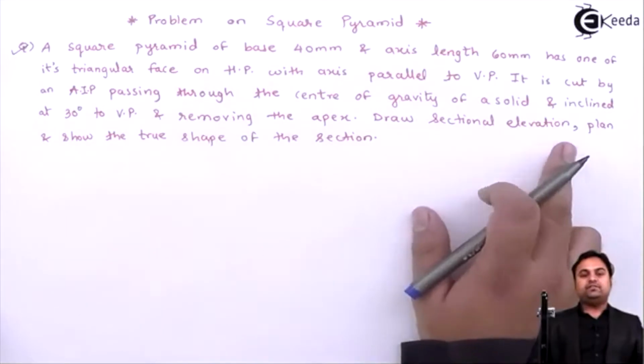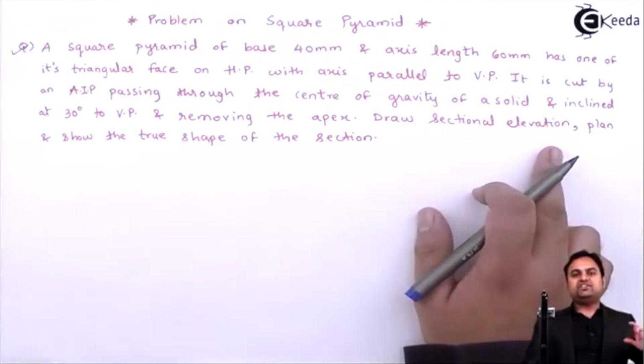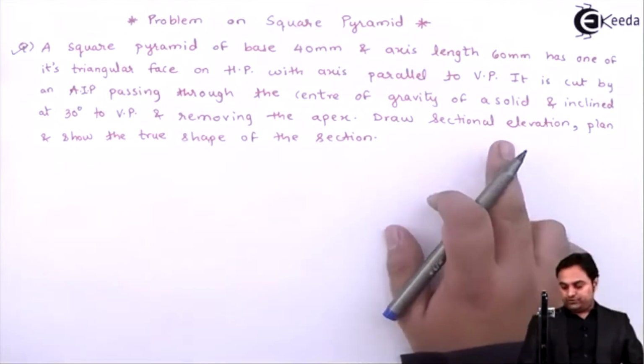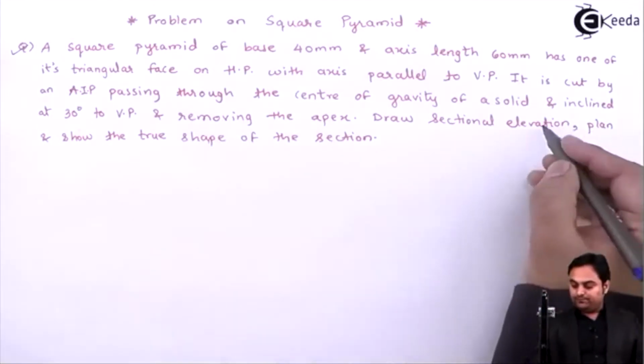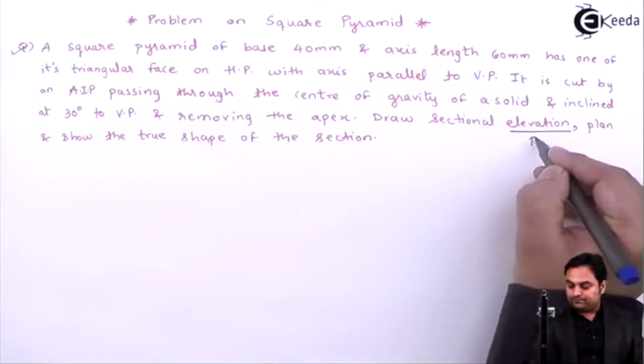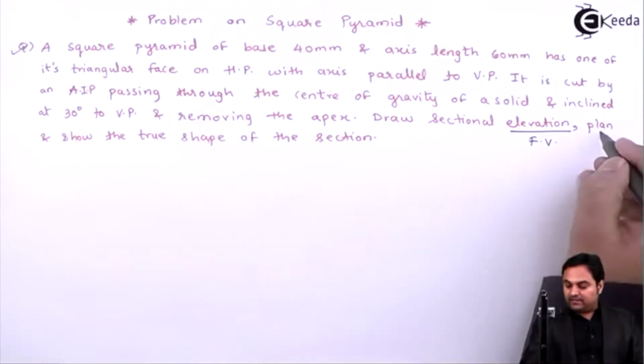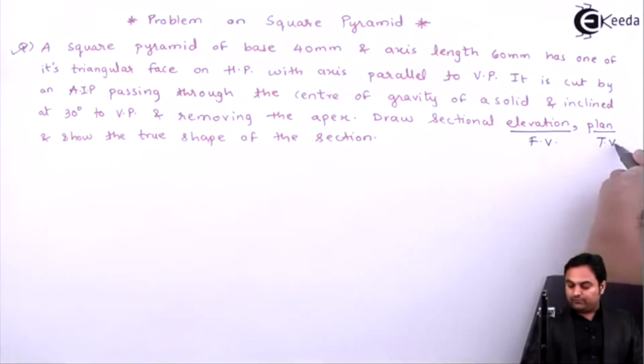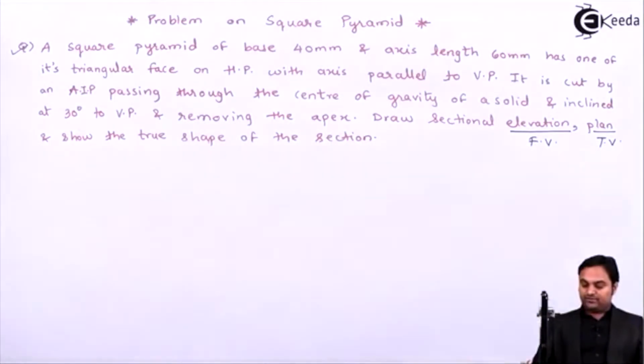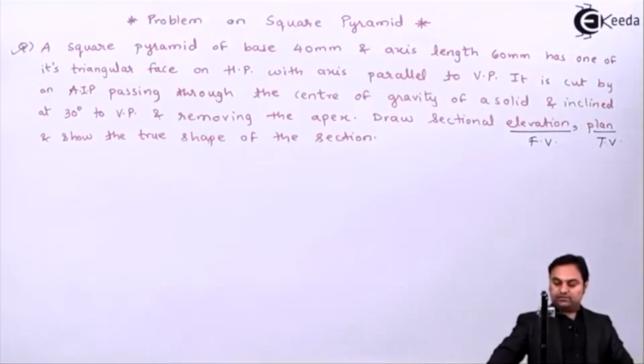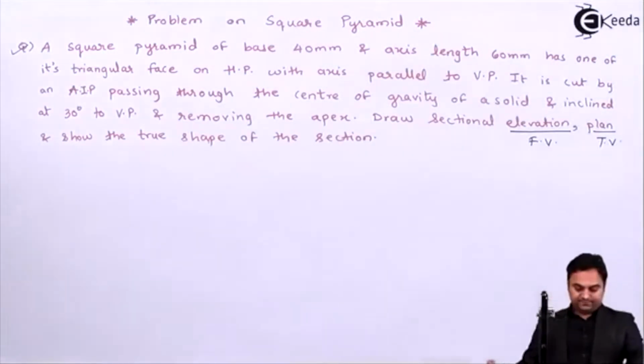Sectional elevation means sectional front view. Elevation is the other name for front view. So we have to draw the sectional front view. Plan means top view and show the true shape of the section. So first I'll draw the diagram of a square pyramid.